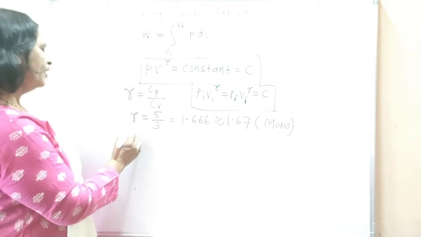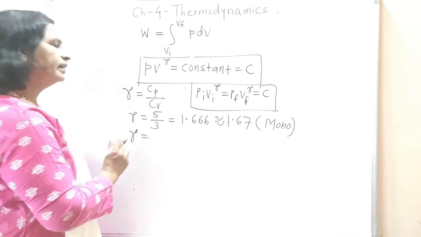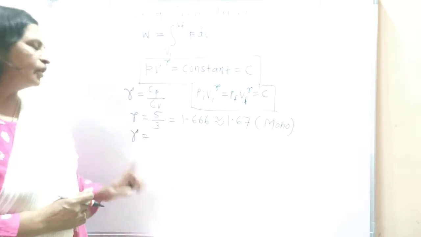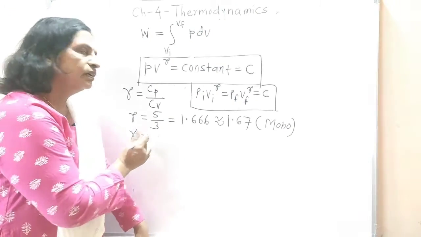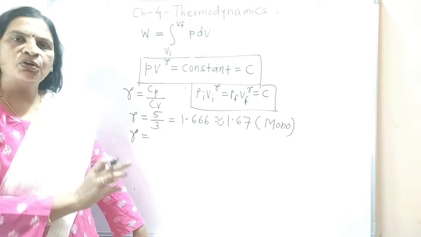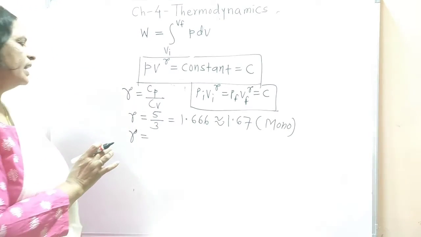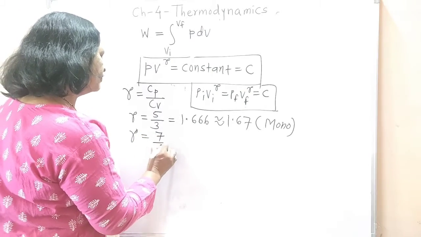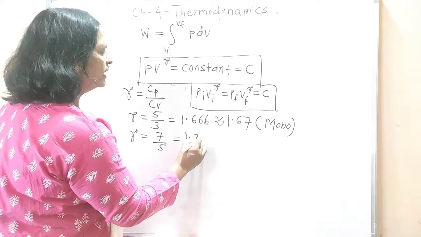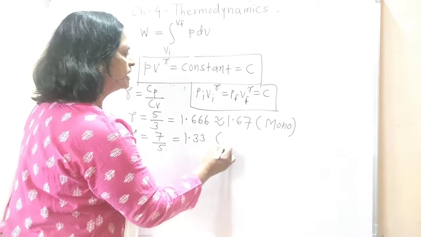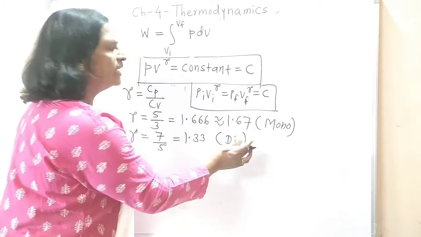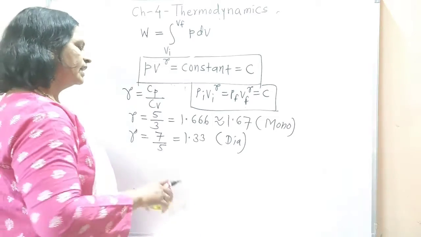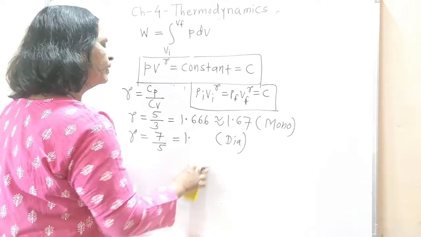Then the value of gamma for diatomic gas. Air is a mixture of diatomic gases. Oxygen, hydrogen, nitrogen are all diatomic gases, and gamma for diatomic gas is 7/5. Its value is 1.4. Okay, this is for diatomic gas, and air is treated as a diatomic gas, and gamma for air is 1.4.